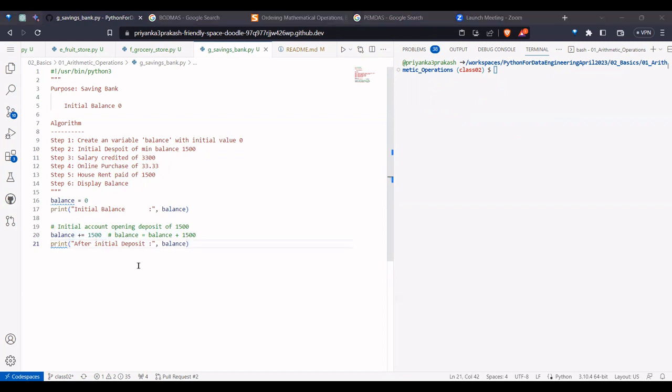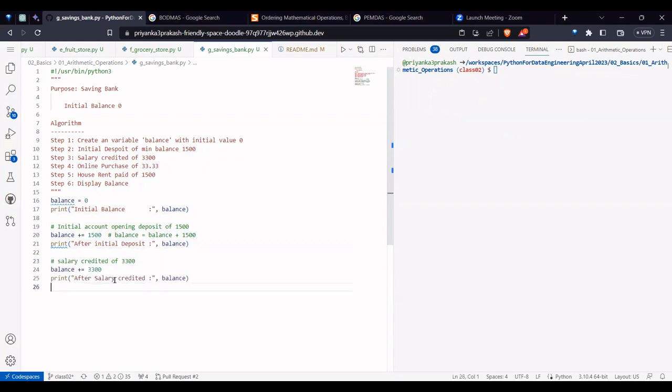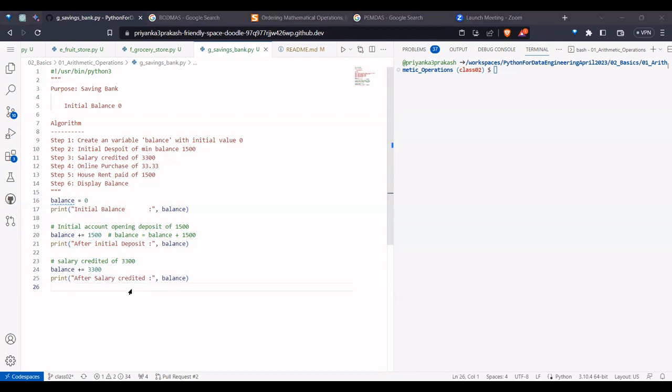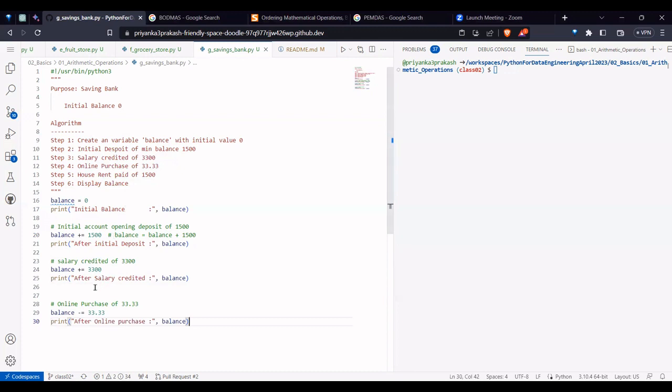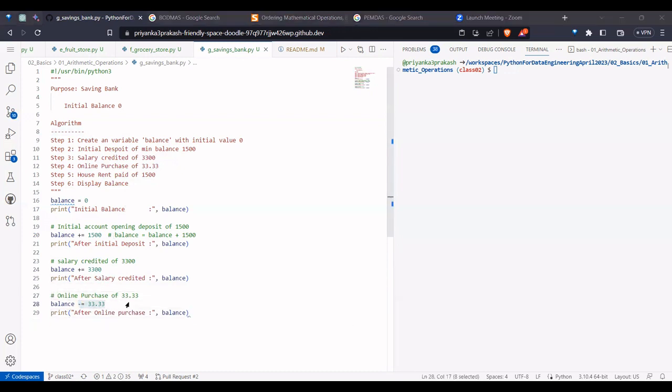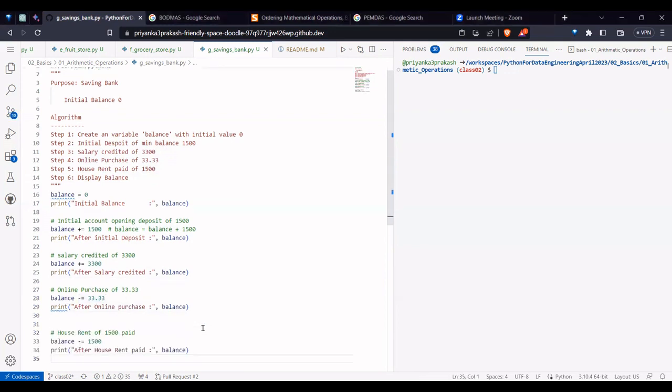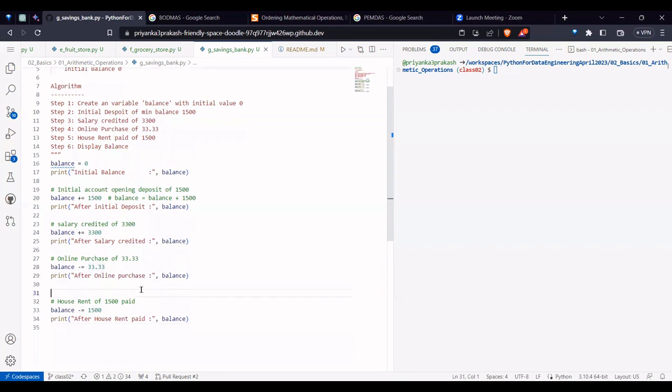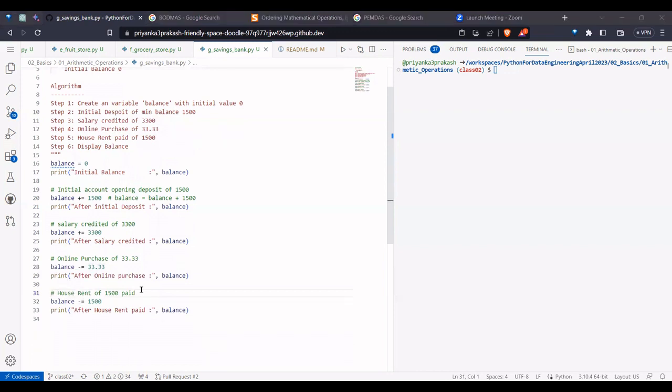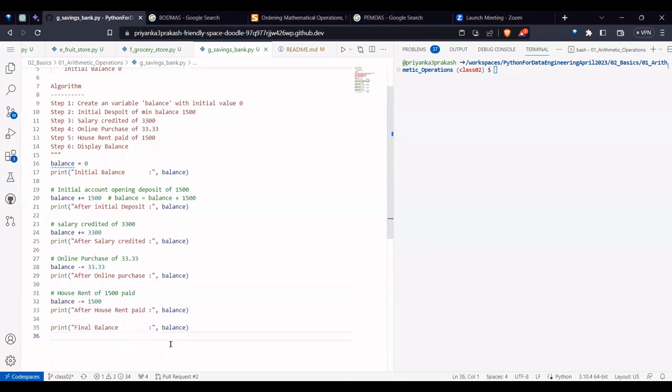After that, the salary was credited. The salary being credited means again plus equal to. After that, we did an online purchase. Online purchase means the amount should be deducted, so minus equal to. Similarly, if I have a house rent, I need to deduct it like this. And finally, you want to display the final result. So the final balance you want to display.